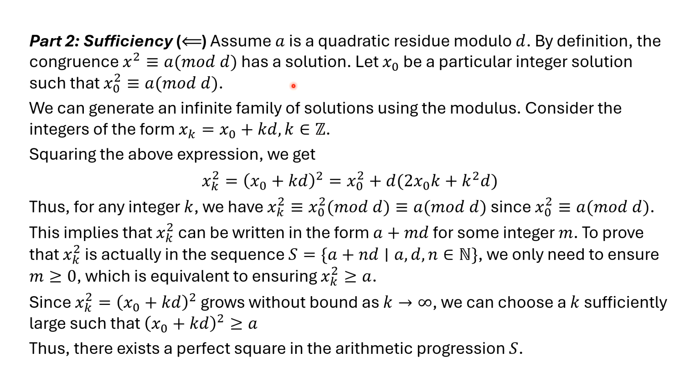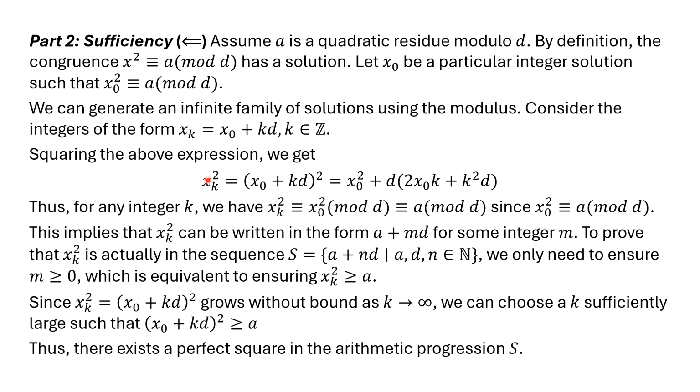So for the second half of the theorem, we assume A is a quadratic residue modulo D. By definition, the congruence x squared congruent to a mod d has a solution. Let x sub 0 be a particular integer solution such that x sub 0 squared is congruent to a mod d. Now from this, we can generate an infinite family of solutions using the modulus. Consider integers of the form x sub k equals x sub 0 plus kd, where k is an integer.